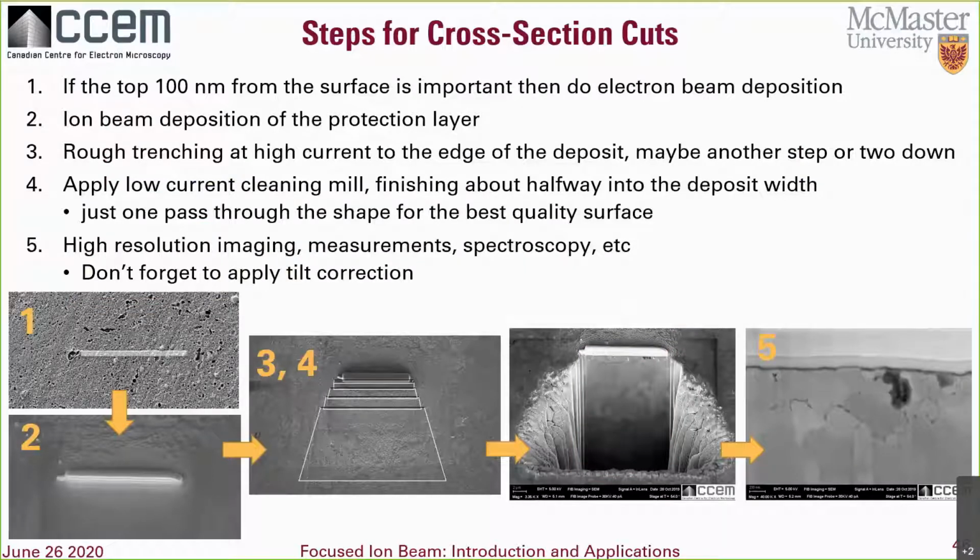Okay, so the FIB work is done. Now adjust your SEM conditions for high resolution imaging and start snapping those images. Don't forget to apply tilt correction here to stretch the SEM image in the Y direction so that it's accurate in the vertical measurements. For height measurements of vertical cross sections, the tilt correction angle is 90 degrees minus the stage tilt.